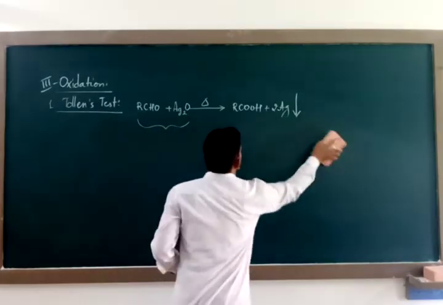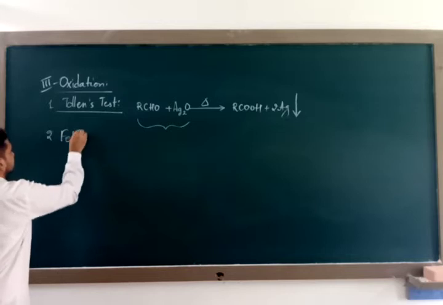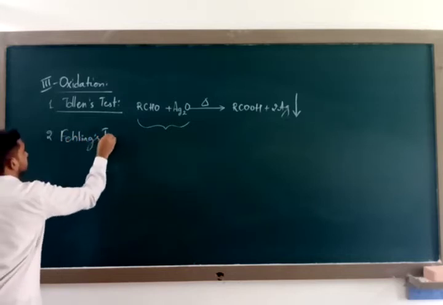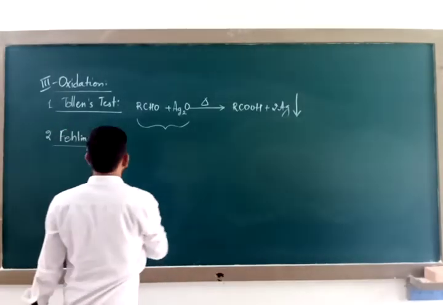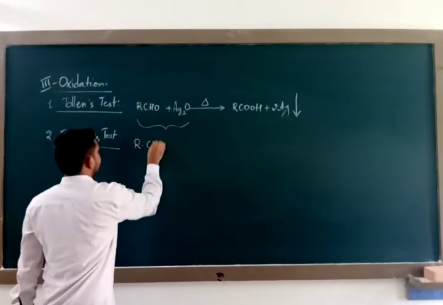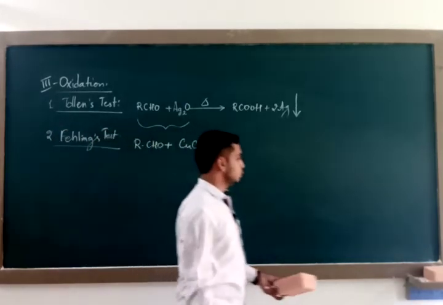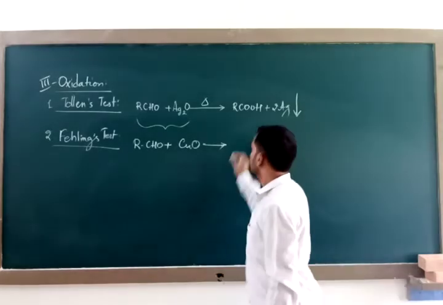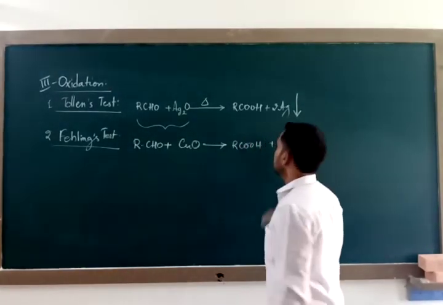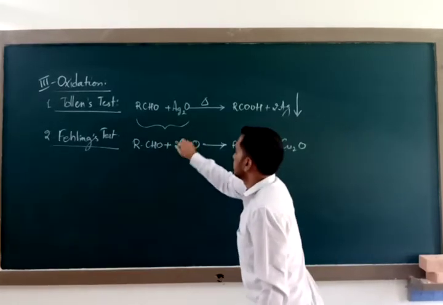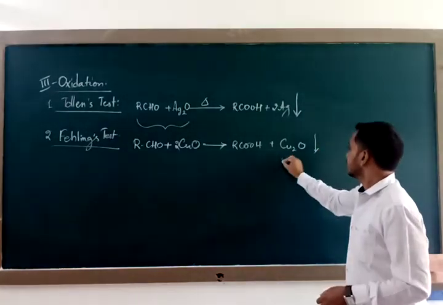Then we have the second reaction, it is Fehling's test. I'll first write the reaction and I'll then explain. Again, aldehyde reacts with Fehling's solution to give you carboxylic acid and a precipitate of cuprous oxide.